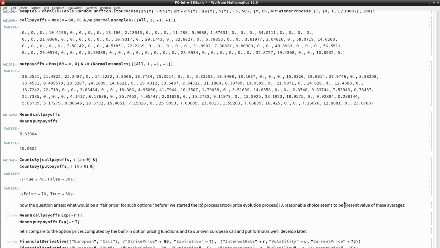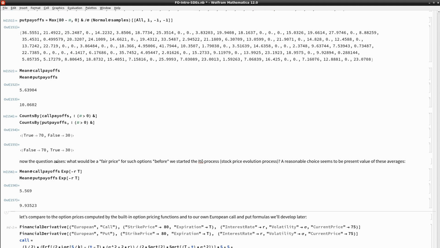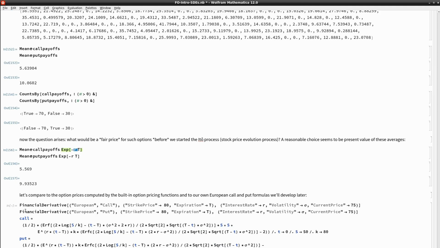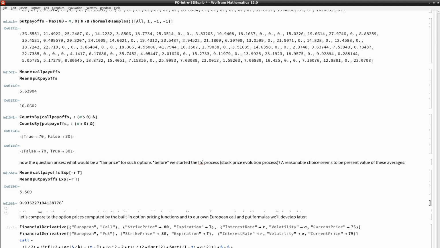And a reasonable choice for a price seems to be the present value, also the net present value, and in portfolio theory then it comes to be the capital value. And we compute them simply by discounting them with a negative interest rate, right? So we take the mean call payoffs and we multiply with e to the power of minus RT, then we're getting the net present value. So if we do that, we're getting numbers that are slightly different, right? Slightly for small r, big time difference if we use big R. So we get 5.56 here and we get 9.93 here.